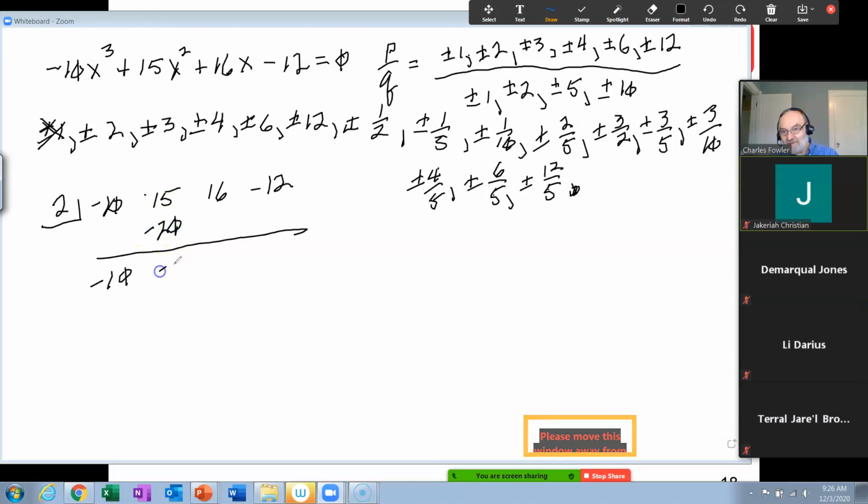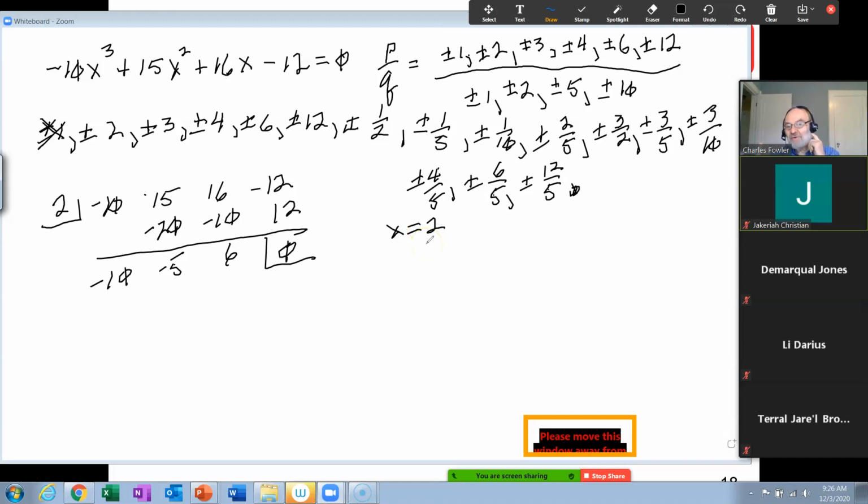That gives you a minus 5. 2 times minus 5 is minus 10. That gives you a 6. 2 times 6 is 12. Ding, ding, ding. We've got us a 0. Okay, so x equals 2.